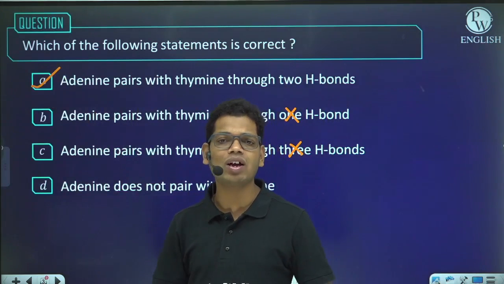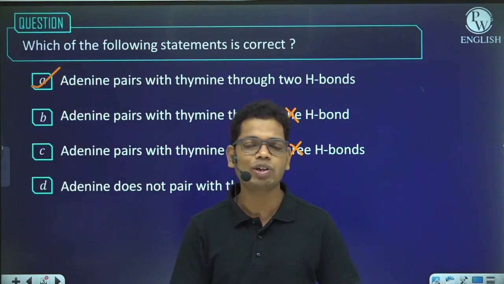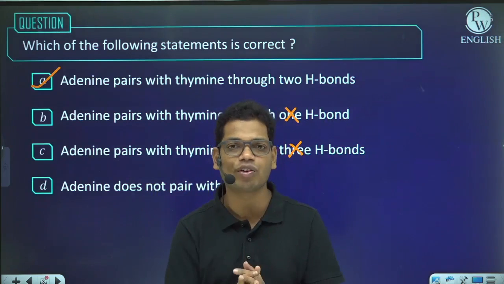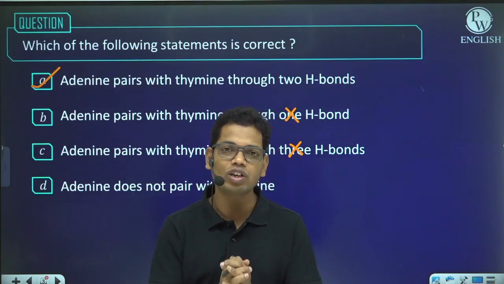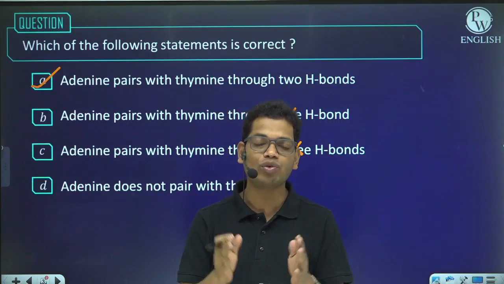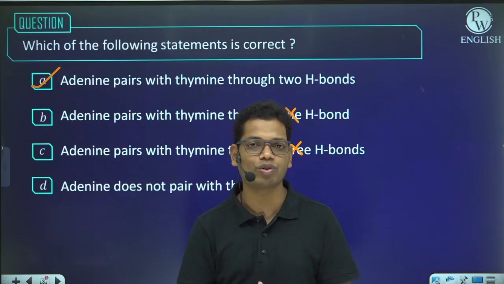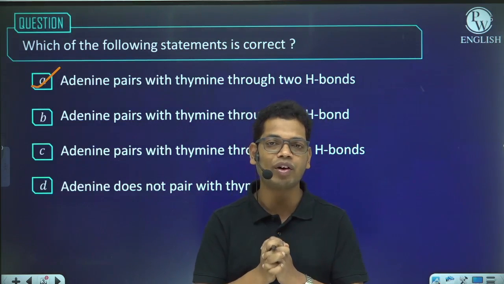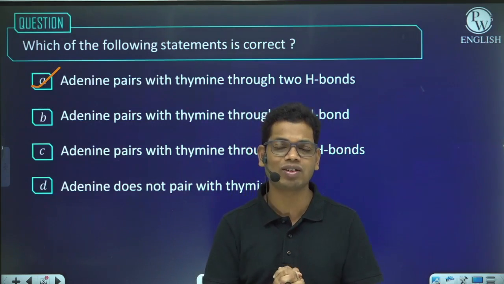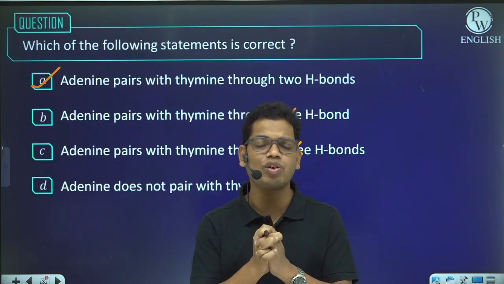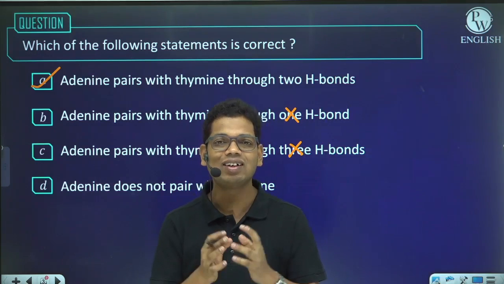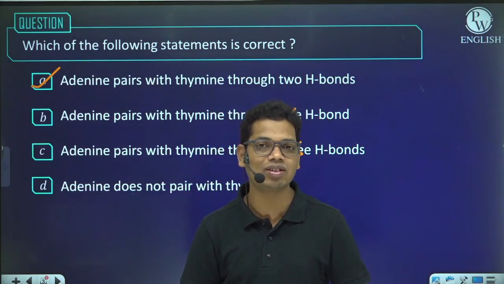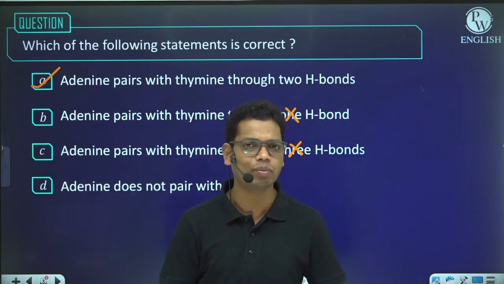So what about the hydrogen bond? See, in a double-stranded DNA, we have 2 strands, and these 2 strands are held together by means of hydrogen bonds, right? So the hydrogen bond is present between the nitrogenous bases of the 2 opposite, complementary strands. So what is the number of hydrogen bonds between the 2 nitrogenous bases? It is dependent on the nature of the base pair. If the base pair is AT, the number of hydrogen bonds is going to be 2, and if the base pair is GC, the hydrogen bonds are going to be 3 in number.